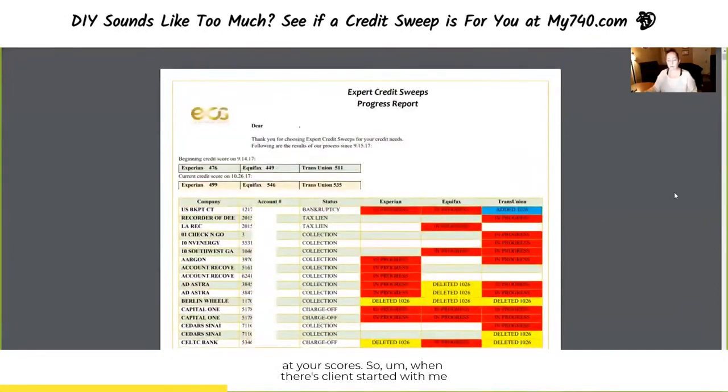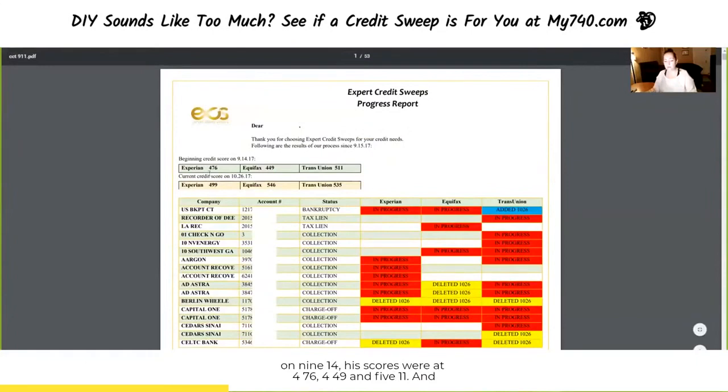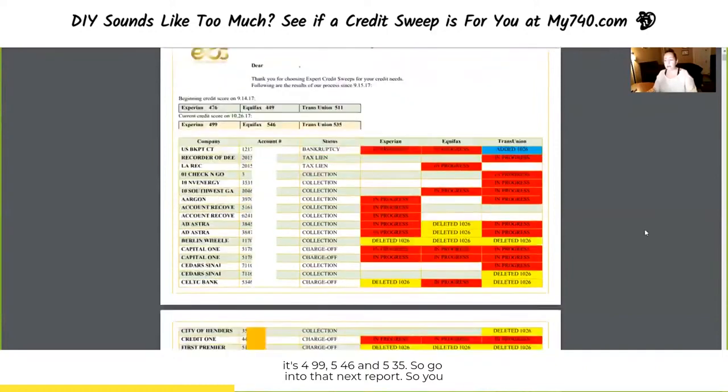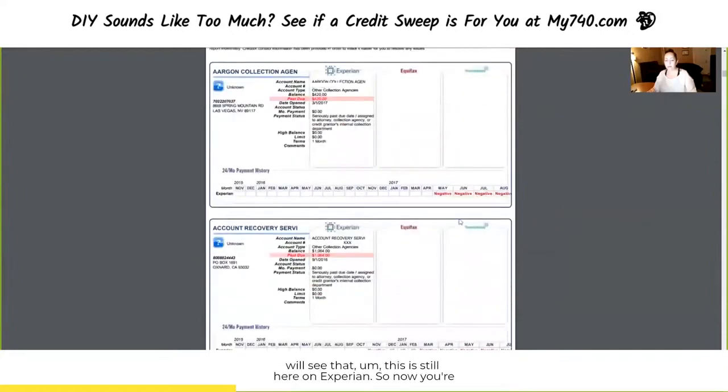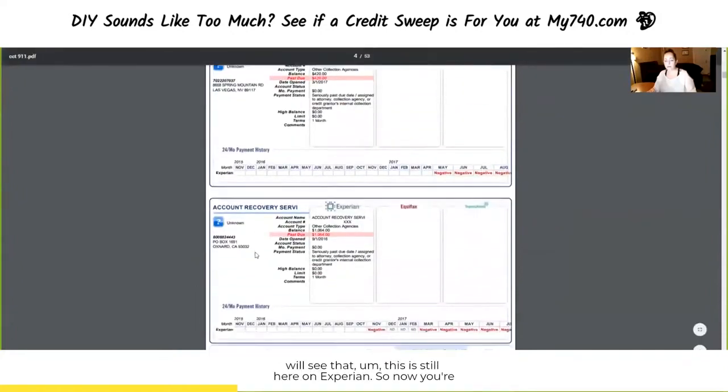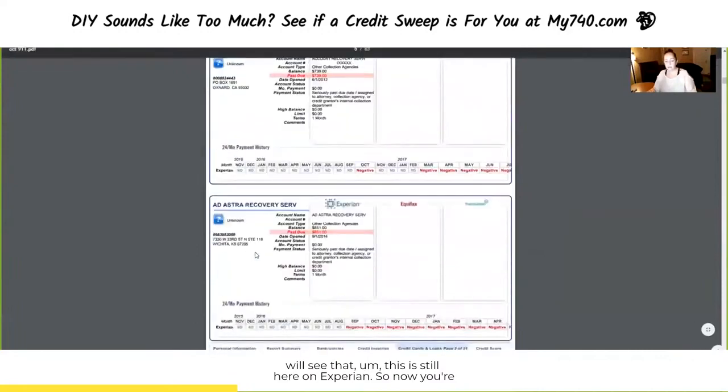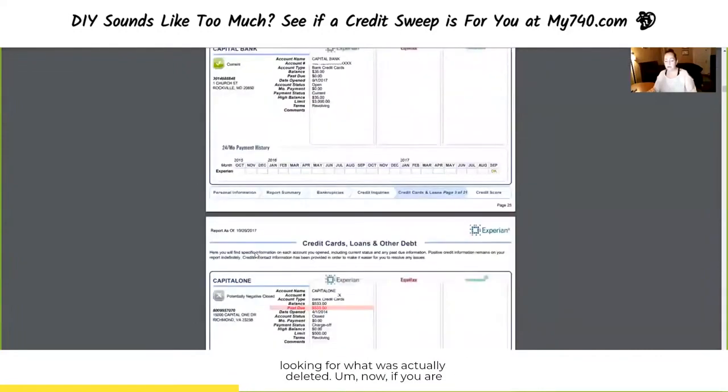So now when we go and look at the new credit report, you also want to look at your scores. When this client started with me on 9/14, his scores were 476, 449, and 511. And then when we pulled the new report, a little over 34 days later, after the disputes went out, of course, it's 499, 546, and 535. So going to that next report, you will see that this is still here on Experian. So now you're looking for what was actually deleted.